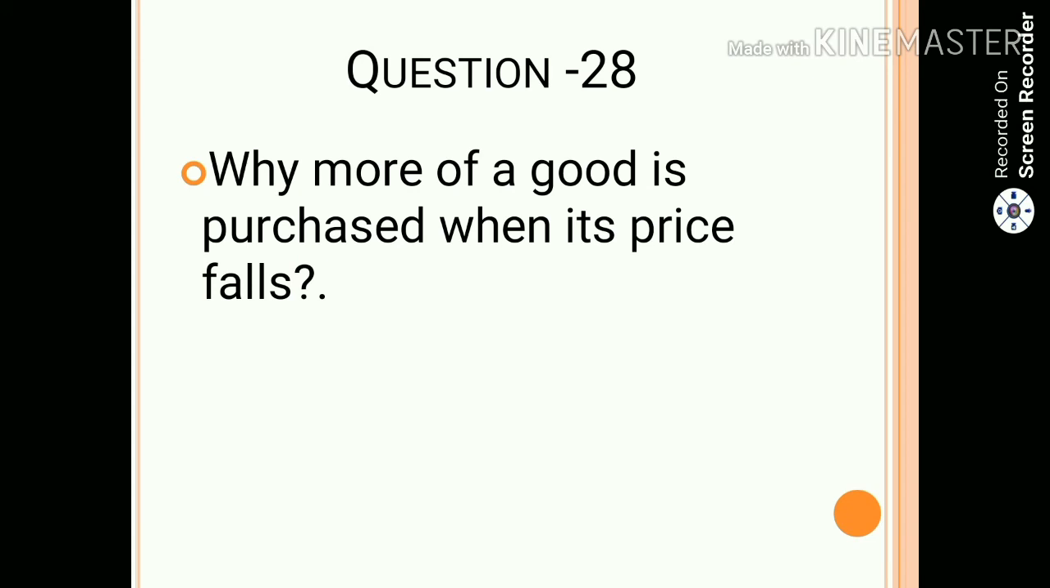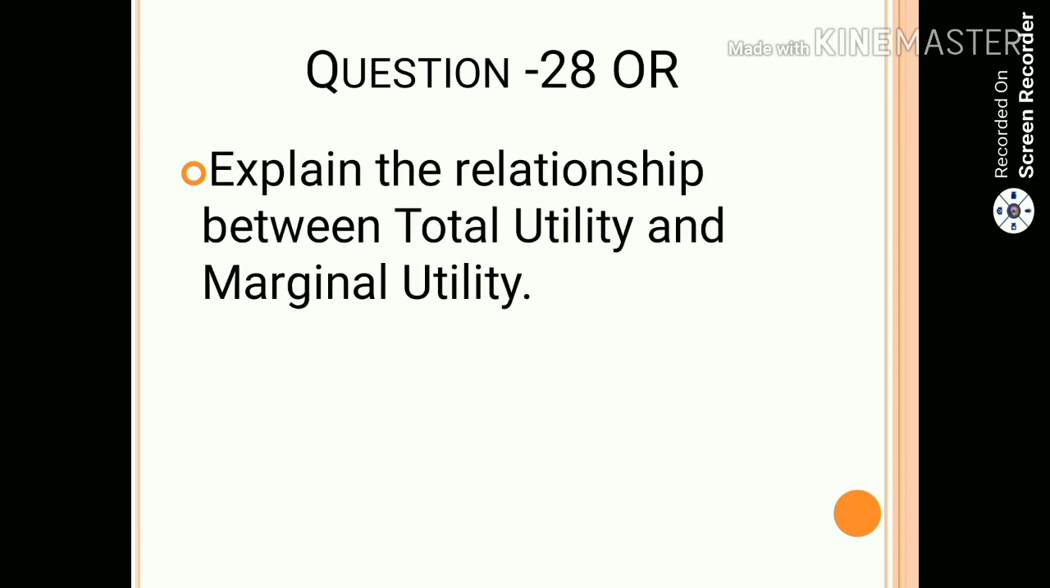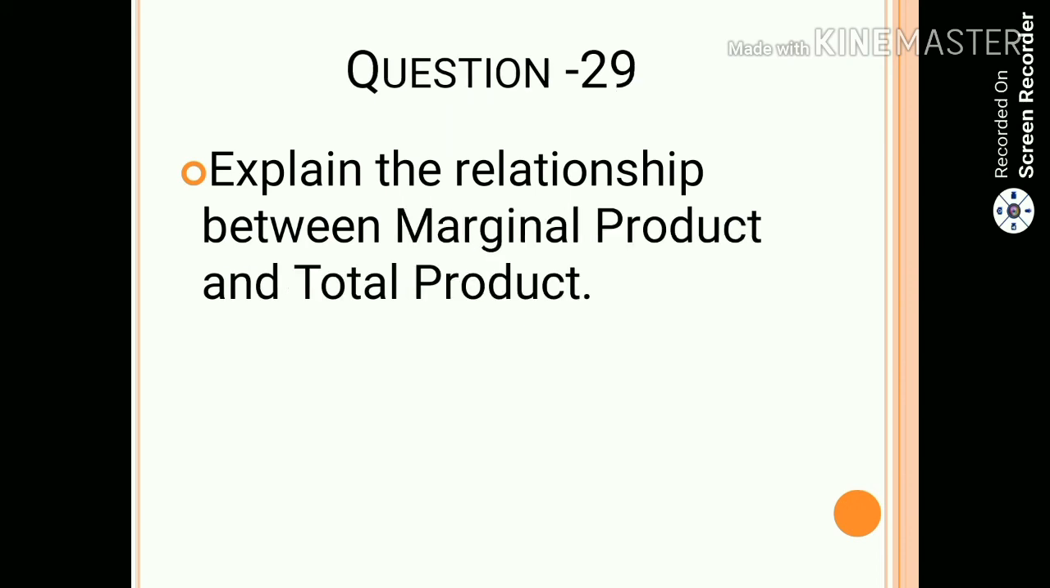Question number 28. Why more of a good is purchased when its price falls? Question number 28 has internal choice. Explain the relationship between total utility and marginal utility. Question number 29. Explain the relationship between marginal product and total product.